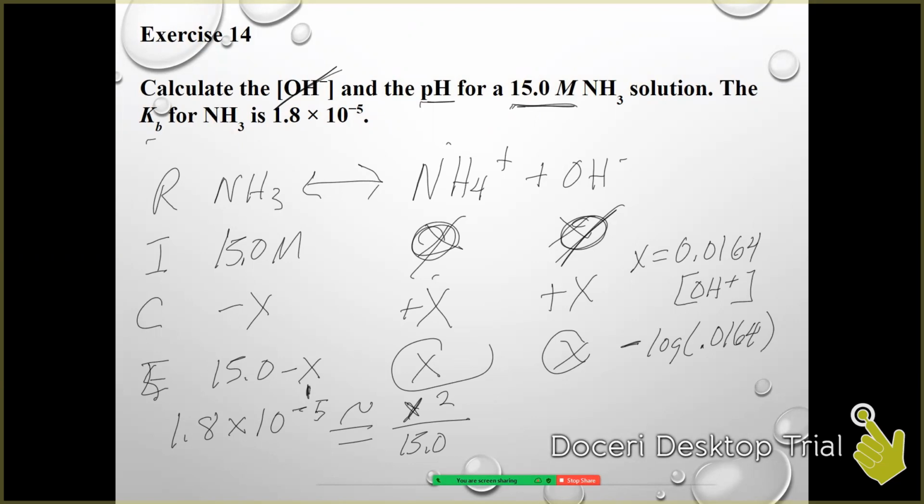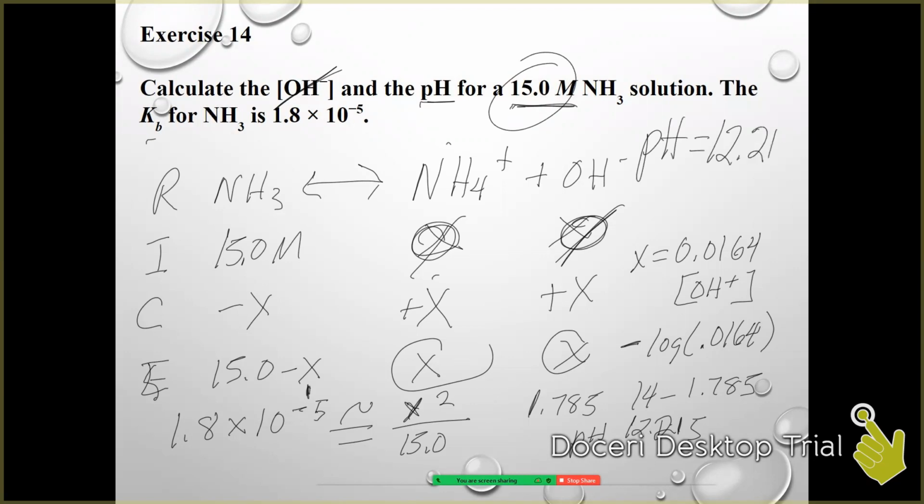So 1.785. All right, and then to do my last step, I just need to subtract that from 14. So I'm gonna take 14 minus my 1.785, and that gives me my pH: 12.2215. And this was 3 sig figs, so that's why I'm keeping my pH with 3 numbers behind the decimal.